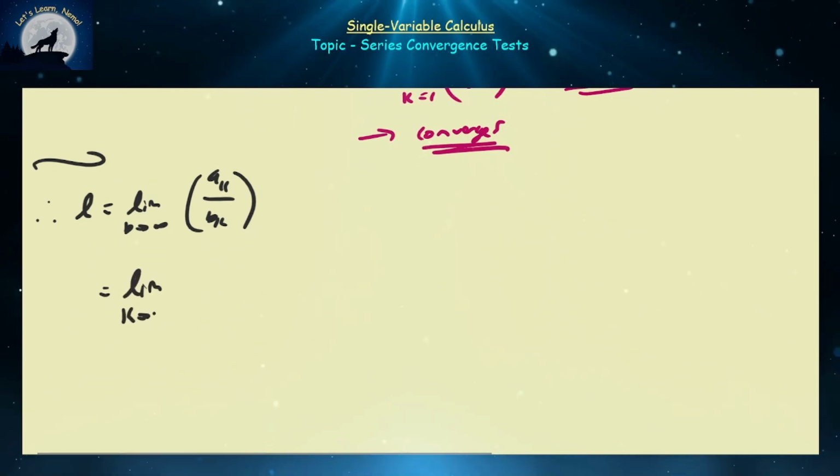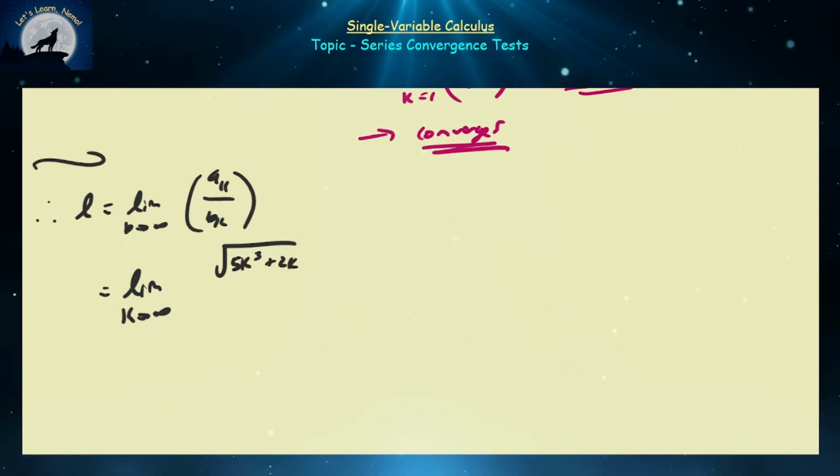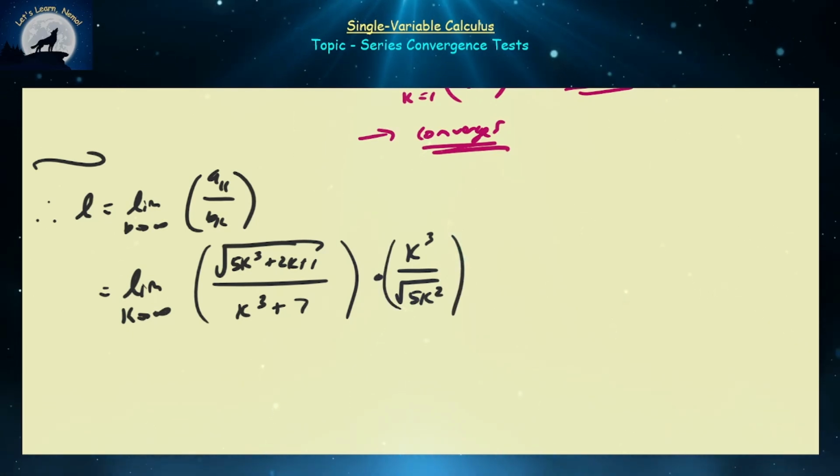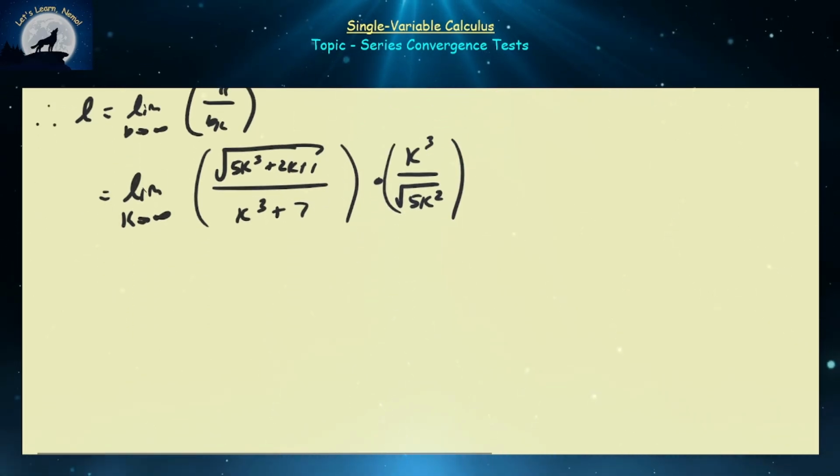So the limit as k goes to infinity of our series, the square root of 5k cubed plus 2k plus 1, all over k cubed plus 7, times the reciprocal of b_k, so it's going to be k cubed all over the square root of 5k squared. And this is going to be equal to what? So what do we have? Since we're just looking at rational functions, we can look at the dominant powers, since the limit is as k goes to infinity, so we can still use the same calculus 1 tricks, or you can divide top and bottom by k cubed if it makes you feel any better.